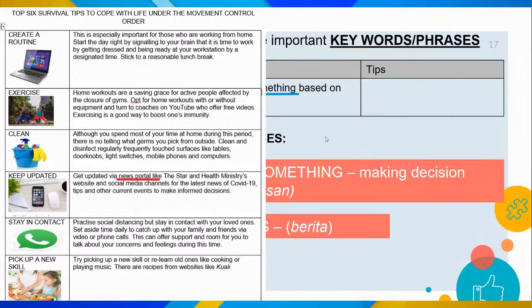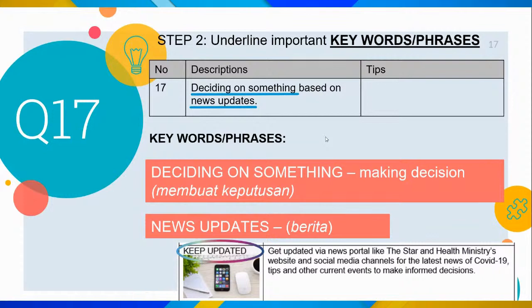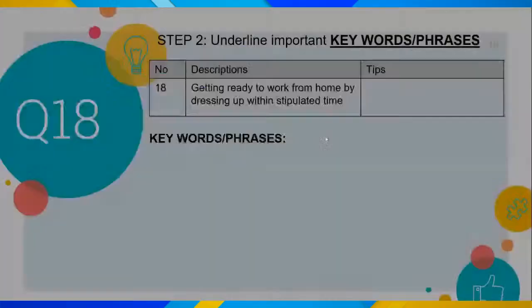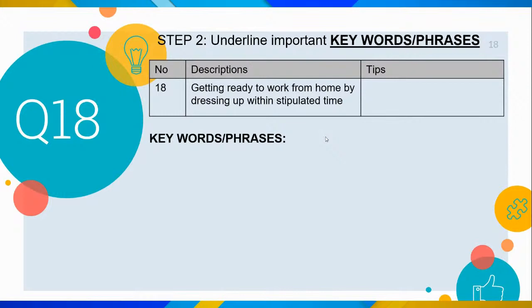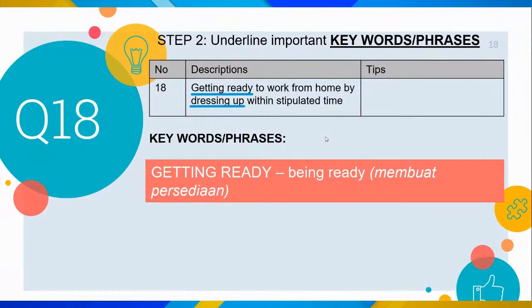Okay, that's the answer. It's actually in keep updated. So you keep updated by making decision based on the news that's always around. Okay. Question 18, getting ready to work from home, dressing up within stipulated time. Okay, getting ready here means being ready, membuat persediaan, and dressing up means berpakaian.